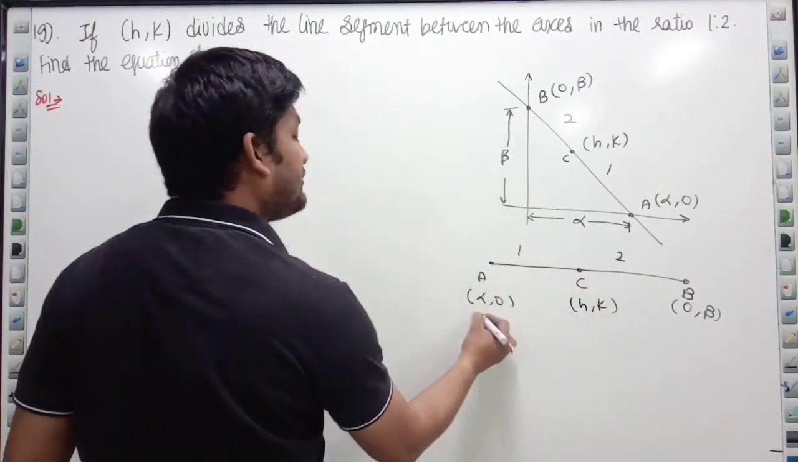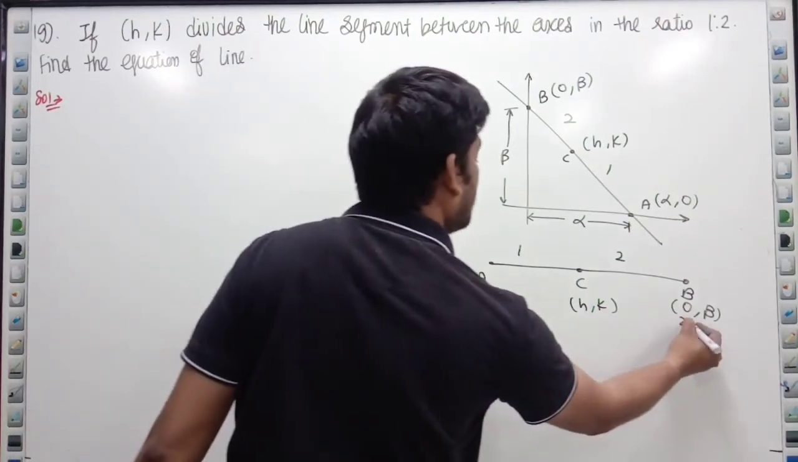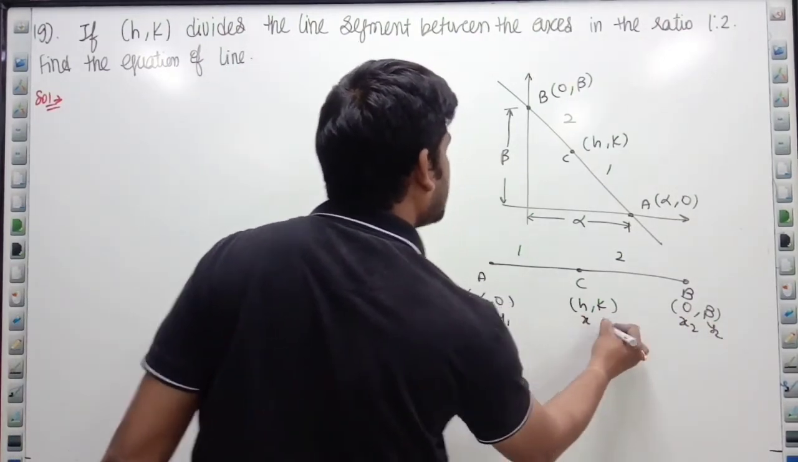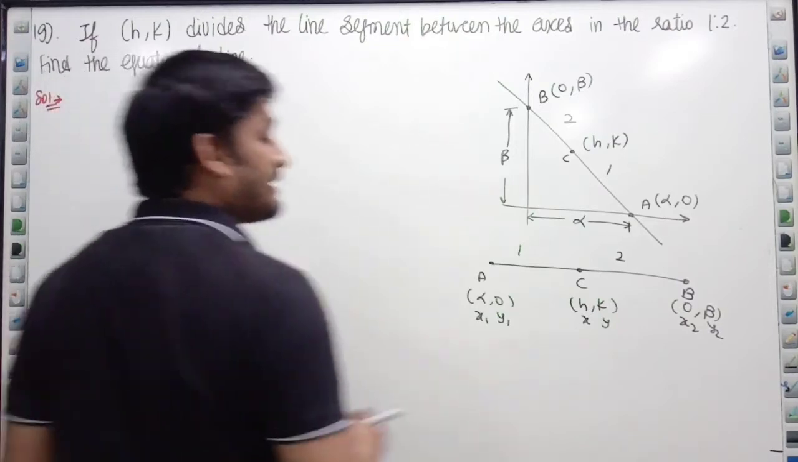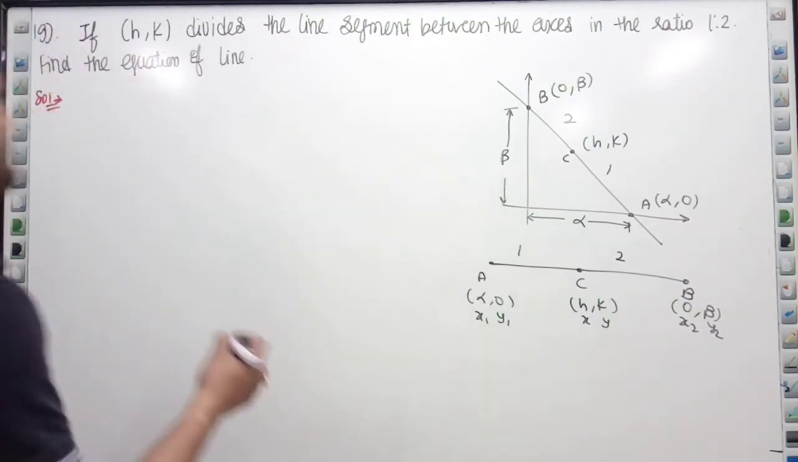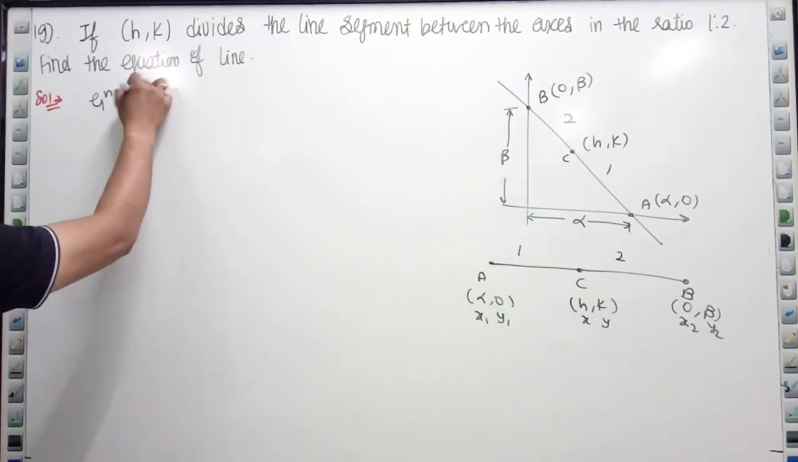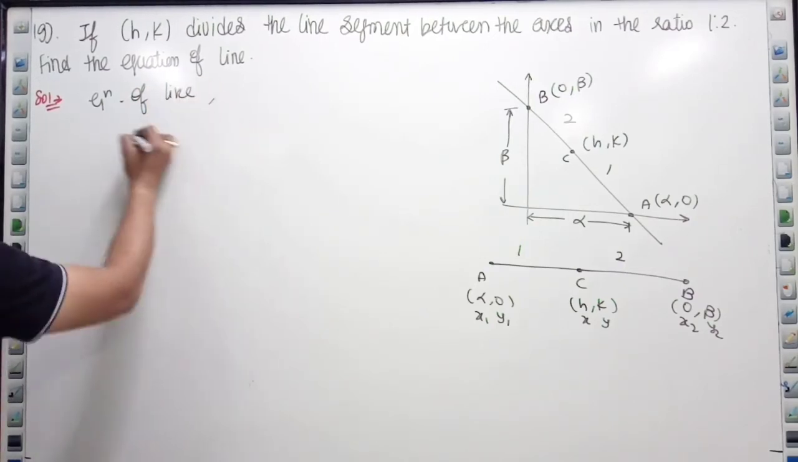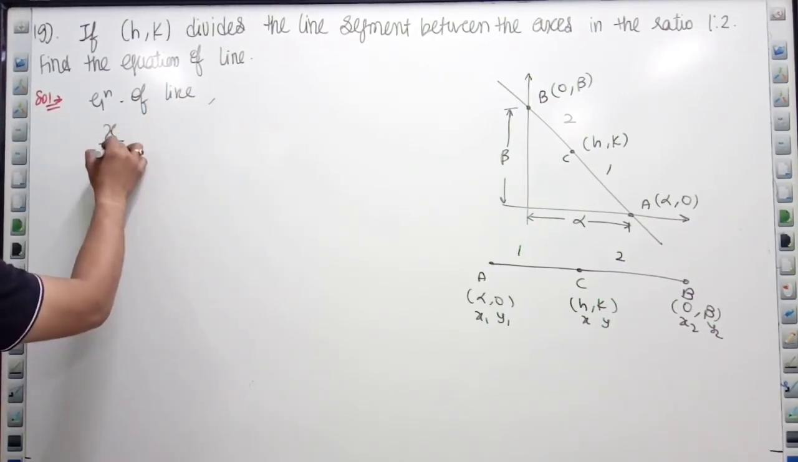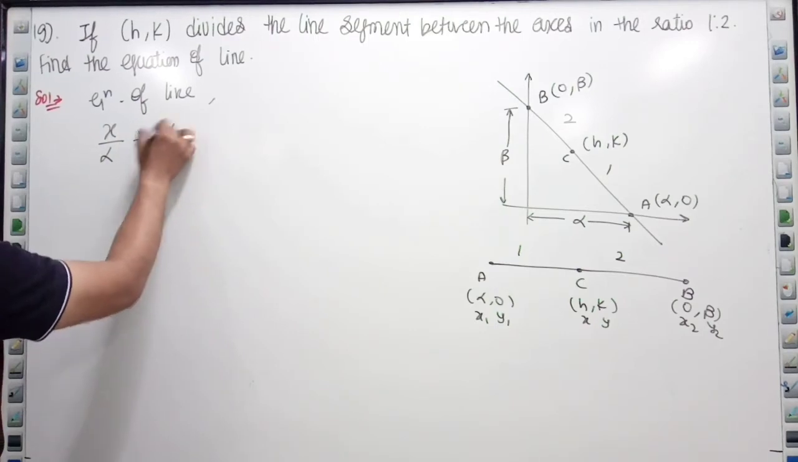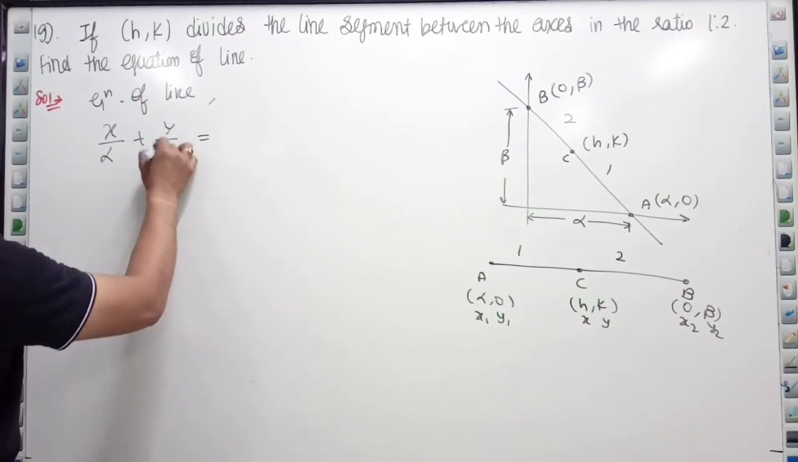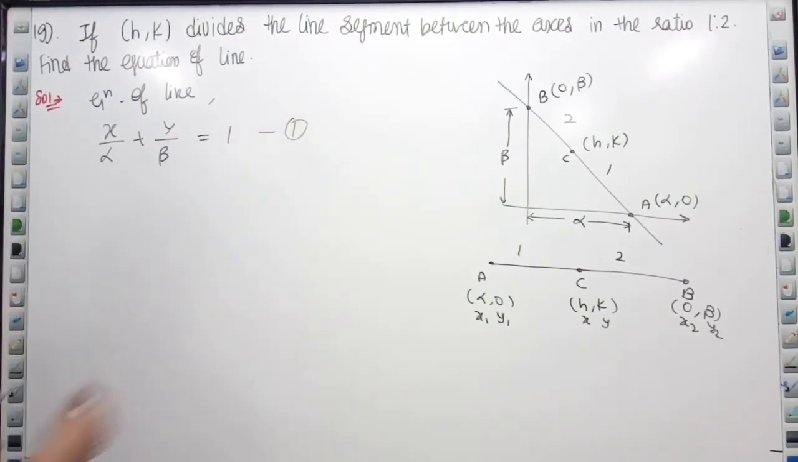I apply the section formula: x1 y1, x2 y2, x y. What can I write? First, I am writing the equation of the line in intercept form. What is intercept form? x upon a, a is alpha, plus y upon b equal to 1, b is beta. This is equation number 1.